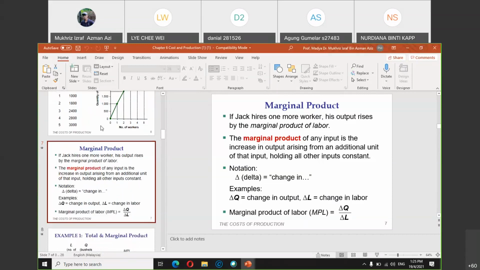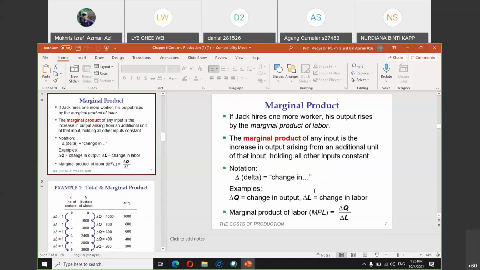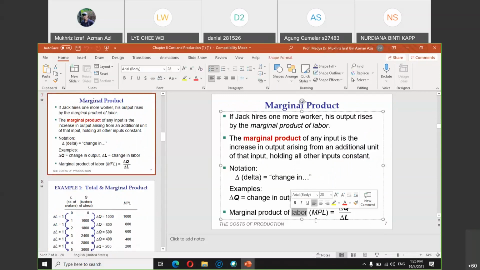So here in the previous example, the input would be labor. By hiring the second labor, by employing the third labor, what will be the increase in the output? So the marginal output will be the change between increasing from one labor to the second labor. You can see the difference between each of these would be counted as the marginal product. The simple formula, if you only focus on labor, we call it MPL, marginal product of labor, because we focus on the labor only. The value will be counted as change in output divided by change in labor.